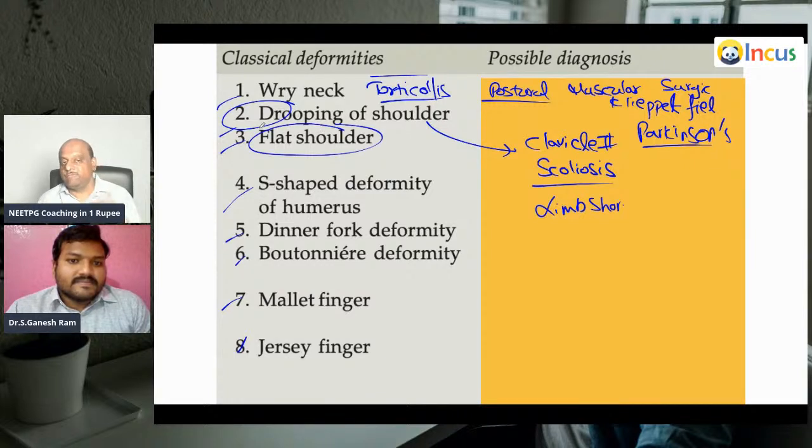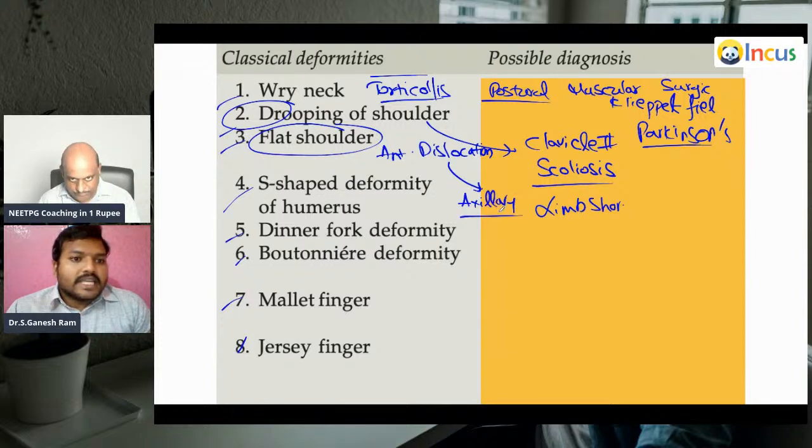Now where do we see flat shoulder, doctor? The flat shoulder is most commonly seen in anterior dislocation of the shoulder, sir. Flat shoulder means that the contour of the deltoid muscle is lost. It may be due to anterior dislocation of the shoulder, or sometimes due to brachial plexus injury or axillary nerve injury, where the deltoid muscle gets wasted.